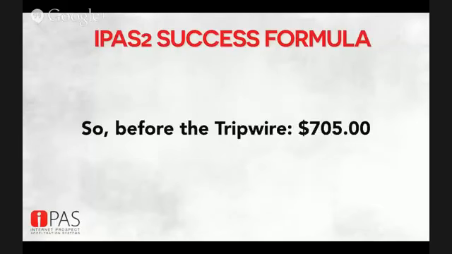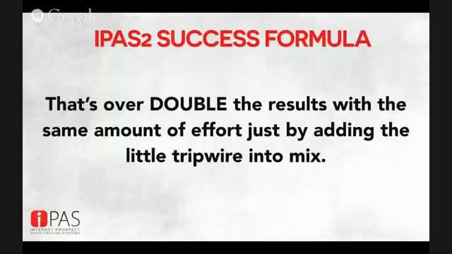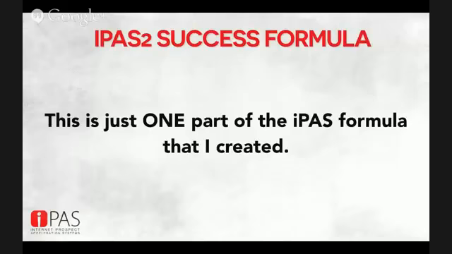One step. So before the tripwire, $705. After the tripwire, $1,688. Okay, that's over double the results with the same amount of effort, just by adding this little tripwire into the mix. It's that simple. This is actually just one of the pieces of the iPAS formula that I created. This is just one of them.